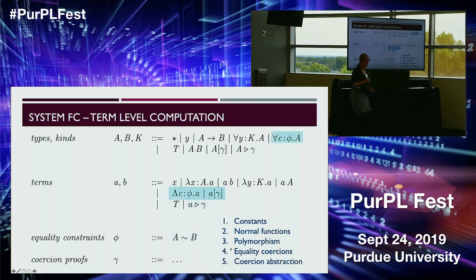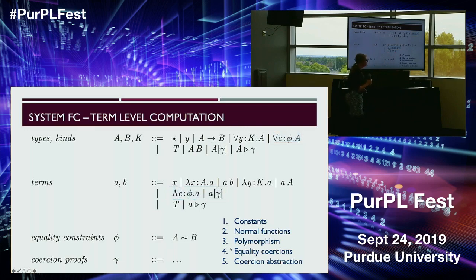Since we have these coercions, we can make them first class. So the language also includes the ability to abstract a proof that maybe A is equal to B, and supply it to some context. Okay, so that's the term language.